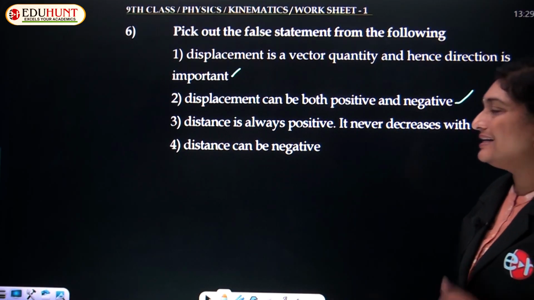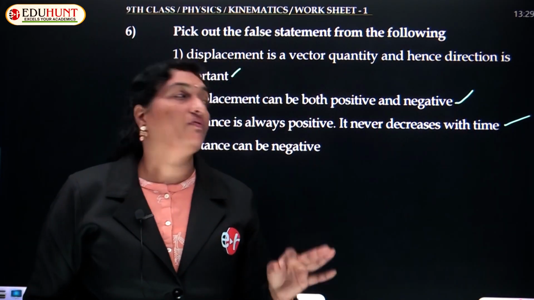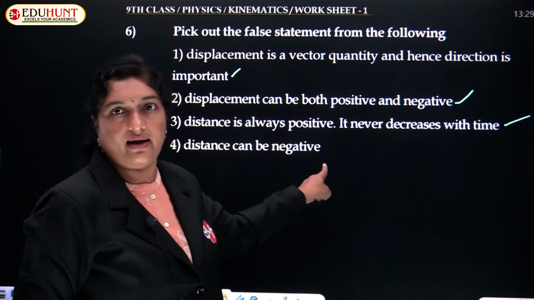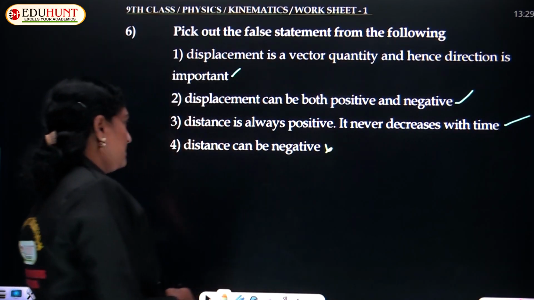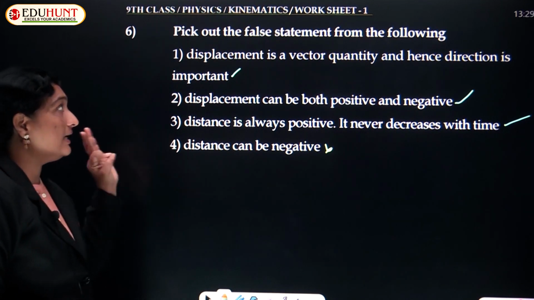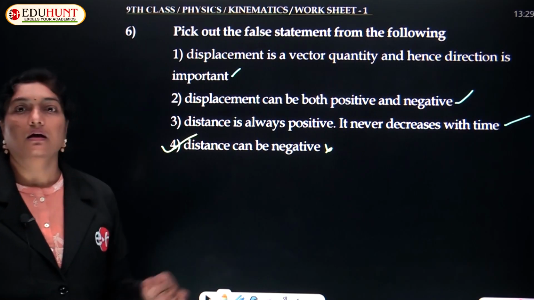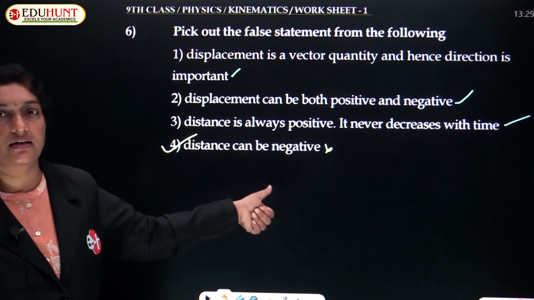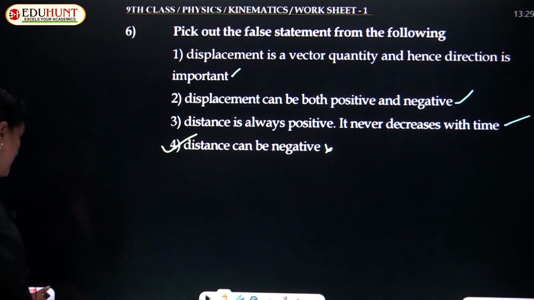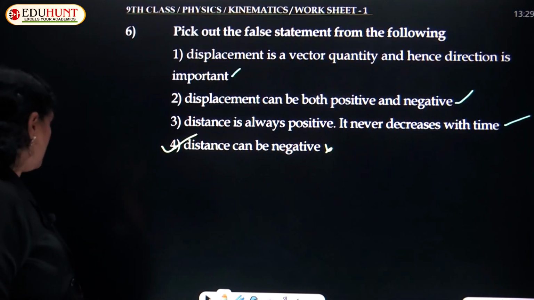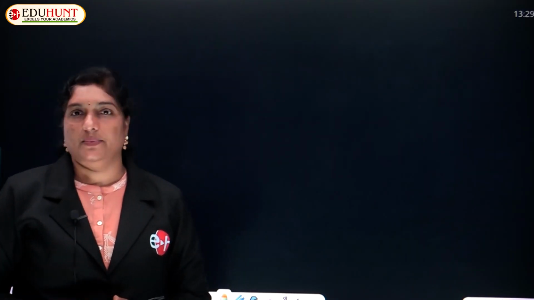Moving to the last one, distance can be negative. Is it possible? Never. So distance always takes positive values. It can never be negative. Hence, this must be a wrong statement. The only false statement from the following is the fourth one. That is, distance can never be negative, but here it was given that it can be negative, which is a false statement. Moving ahead with the next one. Okay, so with this we have completed exercise 1 of the kinematics chapter.